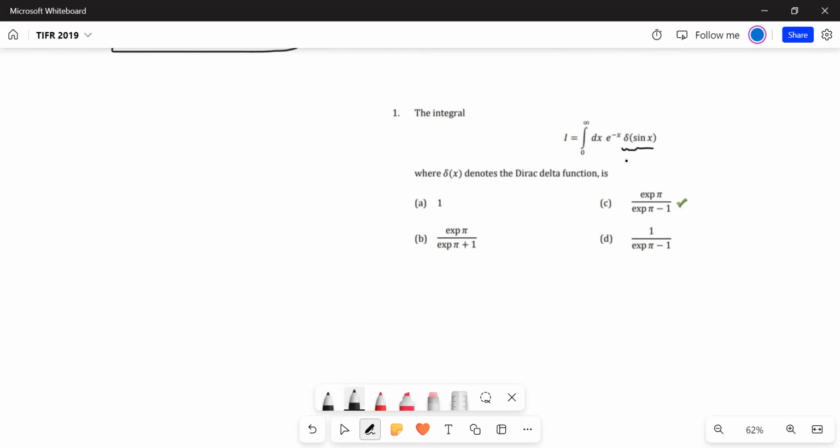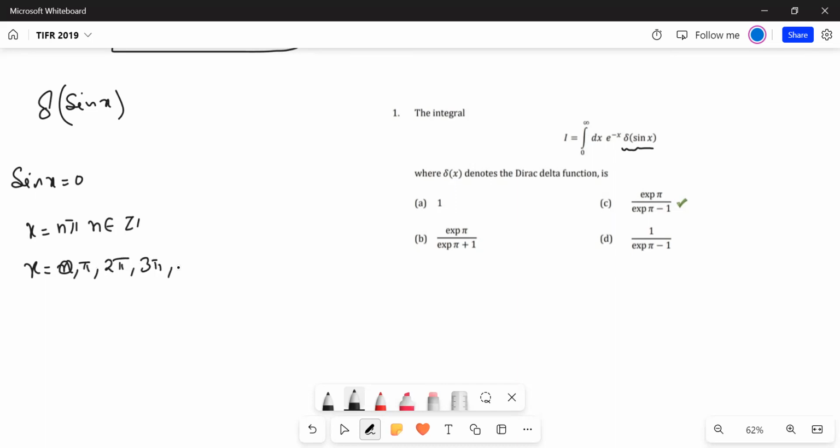First, let us get rid of this particular thing. If I'm writing Dirac of sine of x, all you need to know is where the simple zeros of sine are. The simple zeros of sine are at x equal to n pi, where n belongs to Z. Since we are integrating from 0 to infinity, we only take the non-negative values, so I'm going to take all the points where sine x would be 0 on the positive x-axis.